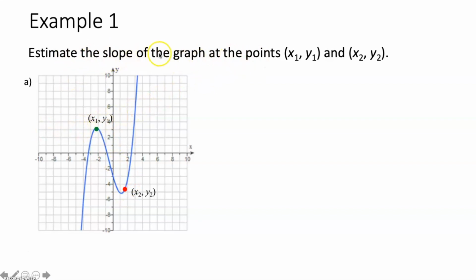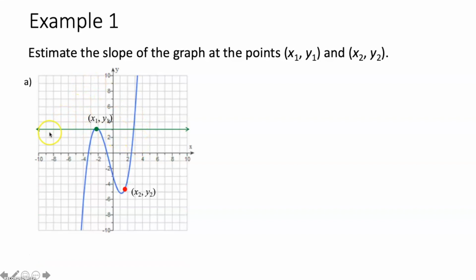So how do we estimate the slope of the graph at a particular point? We get the tangent line to the graph at that point. So we draw a tangent line to the graph at this particular point. If we're starting with x sub 1 comma y sub 1, we're going to draw a tangent line to the graph here. Now notice x sub 1 comma y sub 1 is at a relative maximum, meaning that if we were to draw a tangent line, it would actually be a horizontal line.